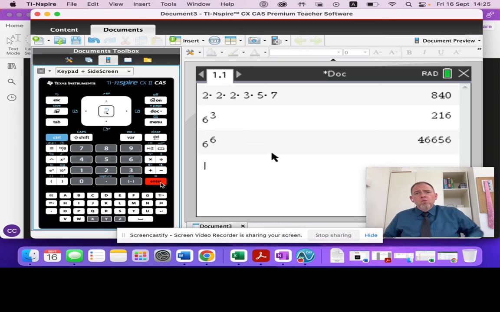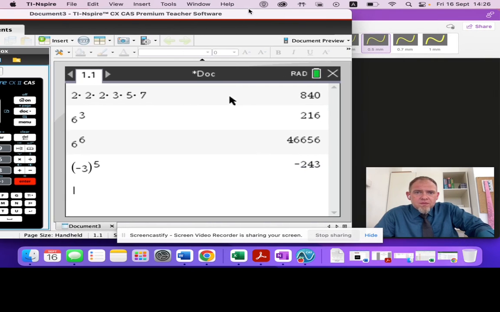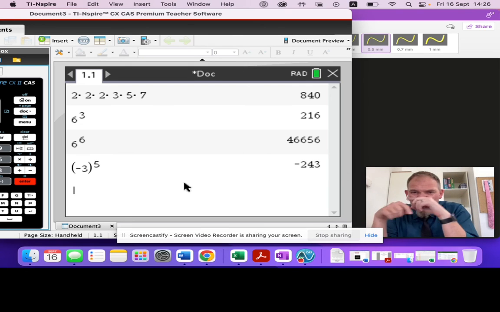even larger number. We can do the same with negative numbers, but you have to be very careful. You must include parentheses. Your parentheses buttons are right there. So if I do -3 to the, I don't know, 5th power, I get a negative 243. So it's really important to use braces or brackets if you're raising negative bases to powers.